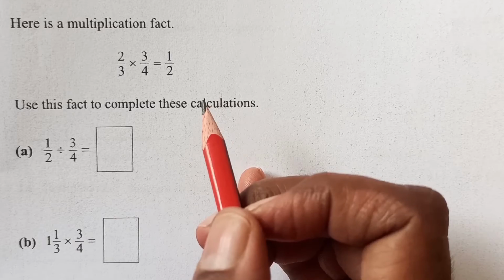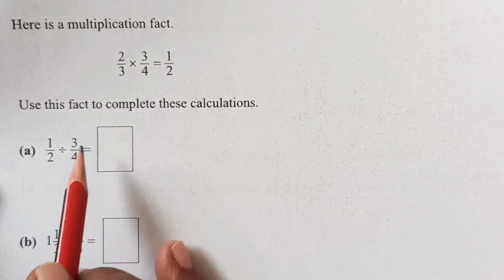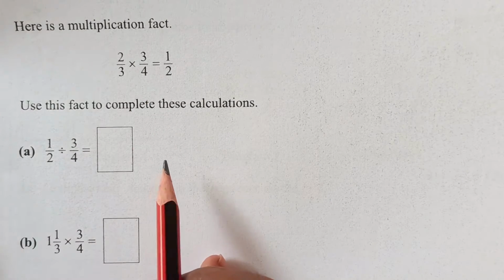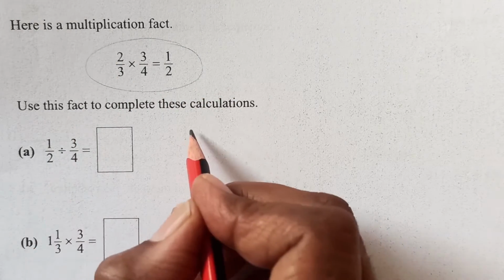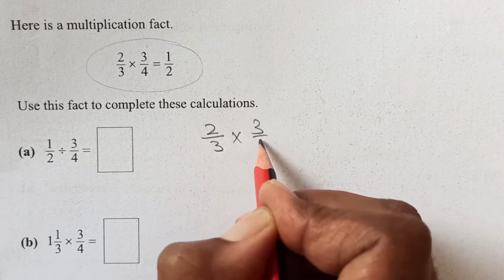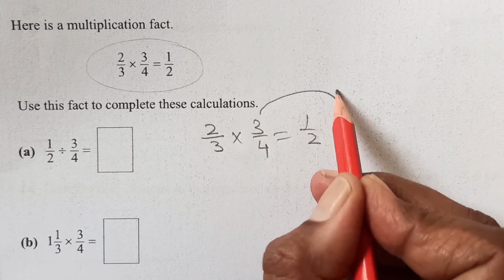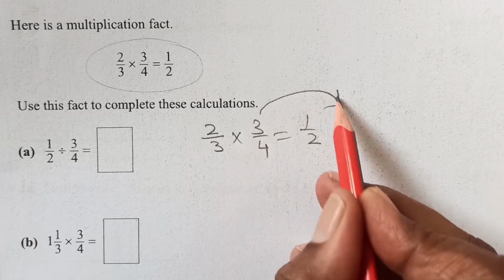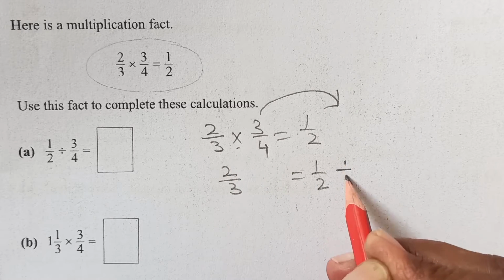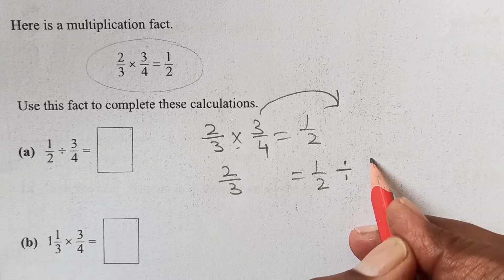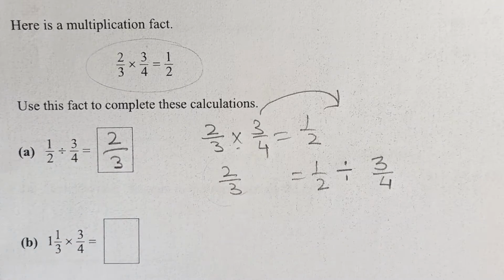Okay. Here is a multiplication fact: 2 over 3 times 3 over 4 is 1 over 2. Use this fact to complete this calculation. Now we are not actually doing the calculation, we are going to use this one. So you have here 2 over 3 times 3 over 4 equals 1 over 2. Now the question is 1 over 2 divided by 3 over 4. This is multiplied here, if you move 3 over 4 to the other side, it will become 1 over 2, and the multiplication sign on the other side will become divide by 3 over 4. So the answer is 2 over 3.